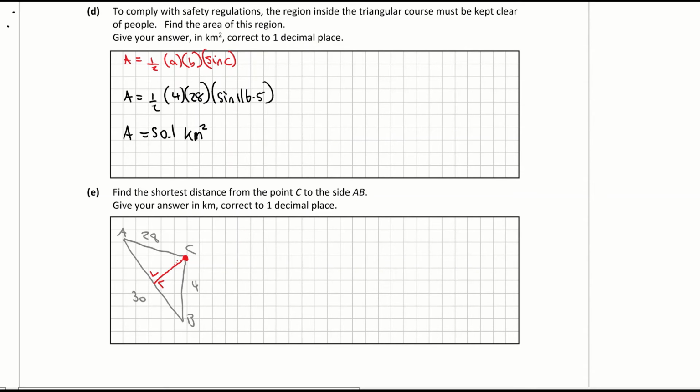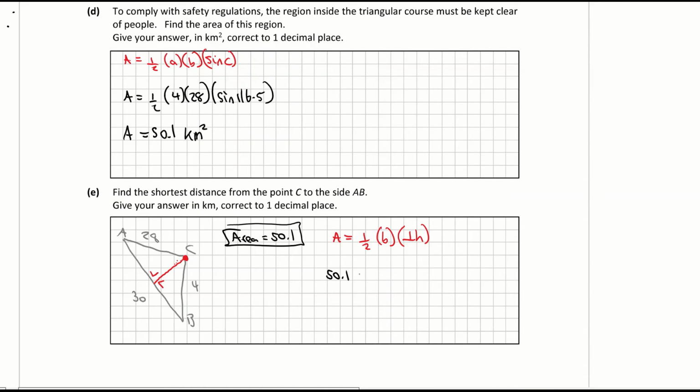For this one, I'm going to come back now. I know that the area of my triangle is equal to 50.1. I have that from part D up above, so I'm going to use that. But I'm actually going to come to my other formula for area. Area is equal to half the base by the perpendicular height. And that perpendicular height is that red line basically. So I'm going to fill that in.